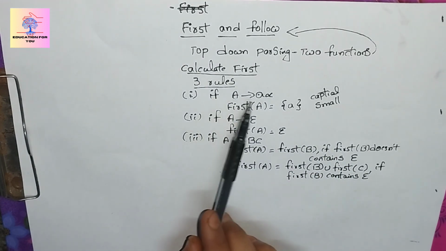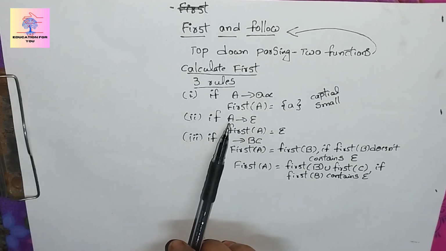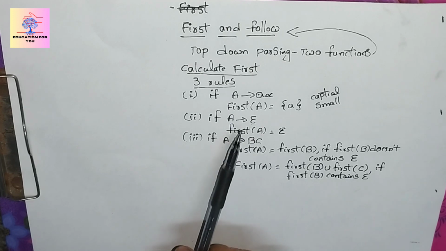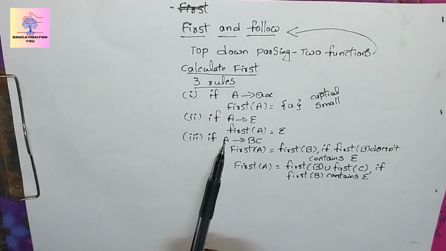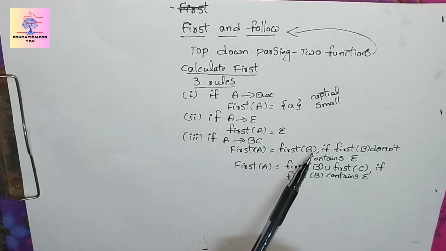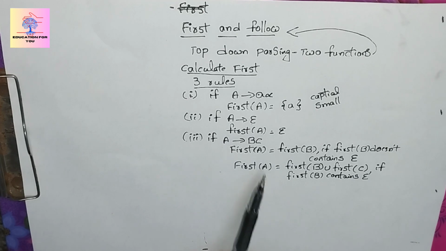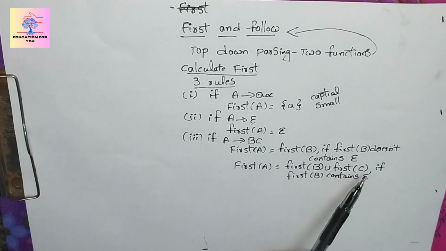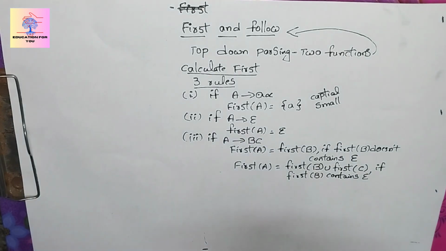First rule: if A is producing a alpha, that is if the terminal is there, then that can become the first. If A is producing epsilon, that is nothing, then first of A can become epsilon itself. If A is producing BC, what is at the first place? It is also a non-terminal, so first of A can become first of B if first of B does not contain epsilon, and first of A can become first of B union first of C if first of B contains epsilon. I will explain these three rules with one example.